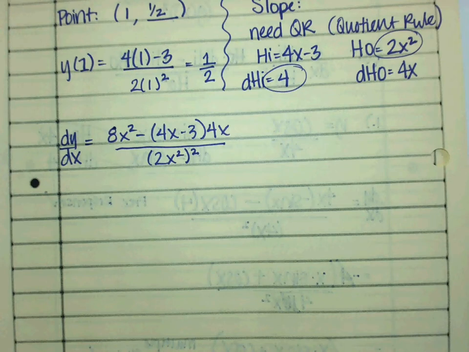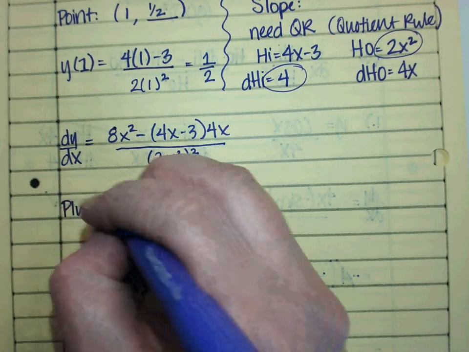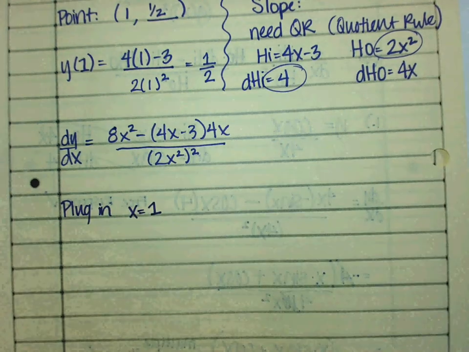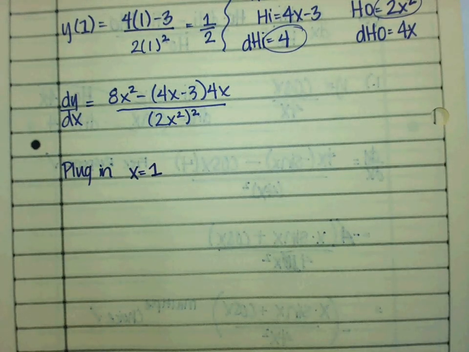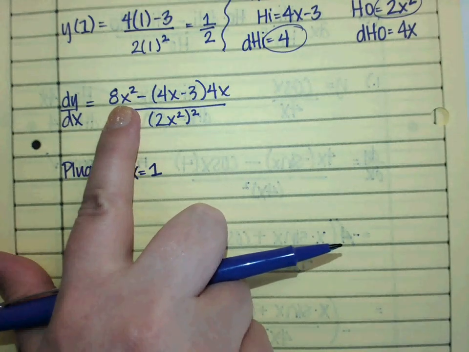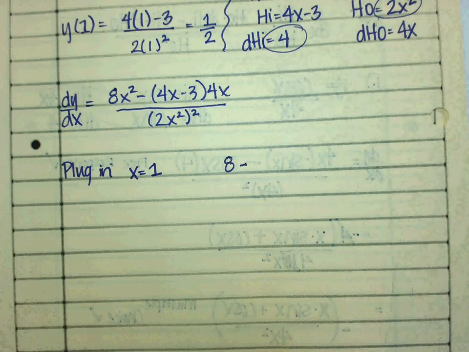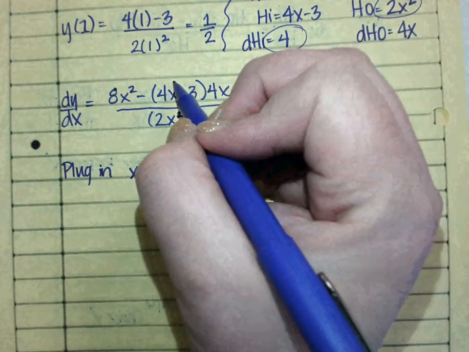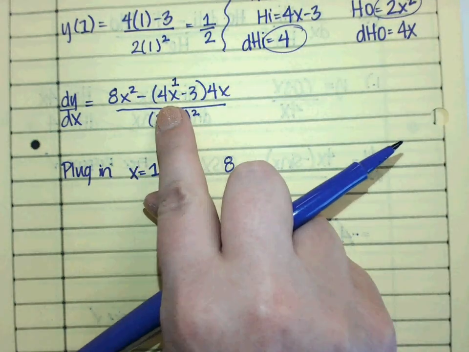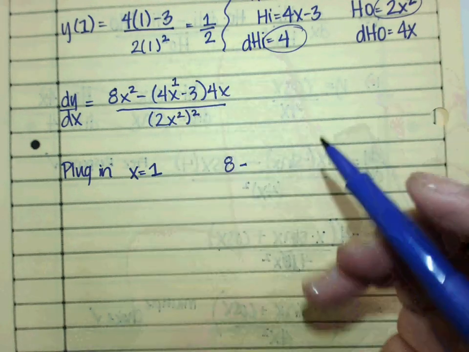So, that's dy dx. Now we're going to plug in x equals 1, because that's my x value. So, I would have 8 times 1 squared. What's that? 1 times 8 is 8. Minus. Okay, then I'm plugging in a 1 here. Minus 1. Okay, so 4 is 4 minus 3, that'd be 1 times.